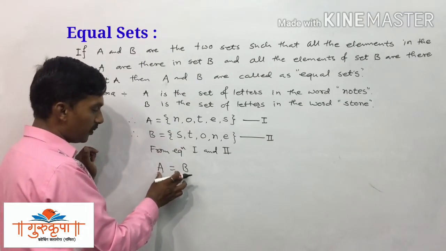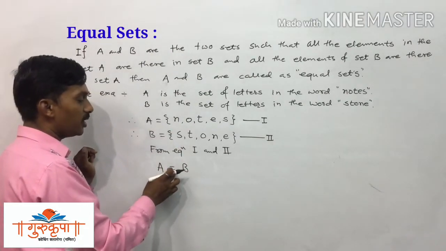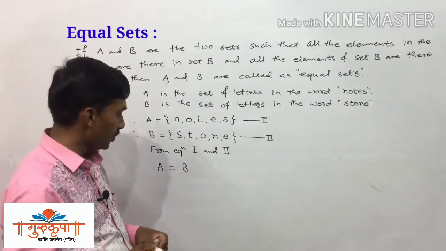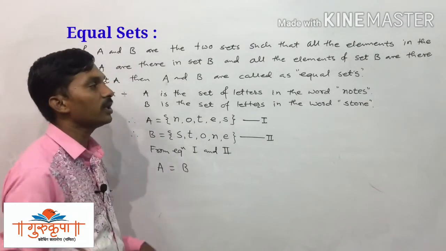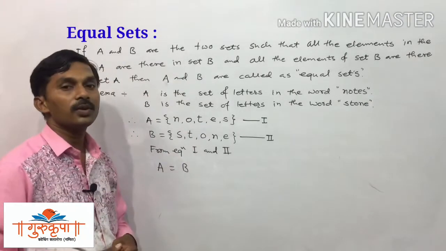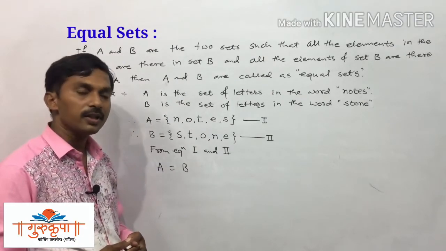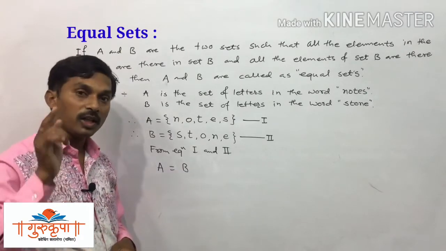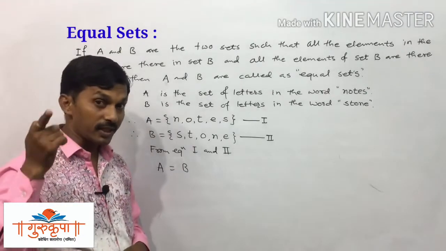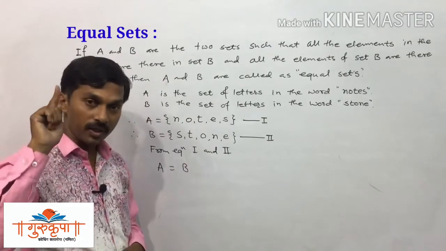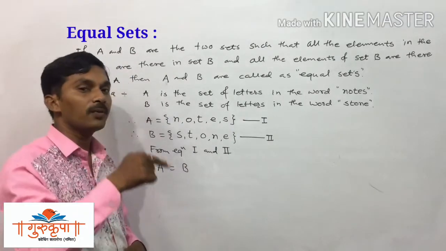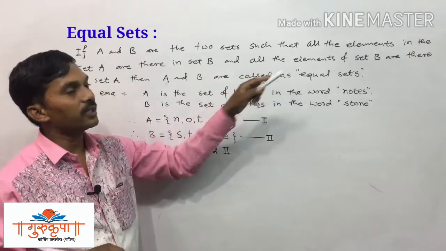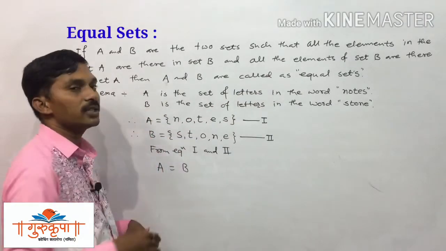Symbolically, the equality of the sets is represented as A = B, or you can simply write set A is equal to set B. Using the symbol of equality, you can represent the equal sets. It's too easy, but the important thing is, if we have any two sets, if all the elements in the first set are there in the second set, and if all the elements in the second set are there in the first set, then both the sets are said to be equal sets. And here we have an example.